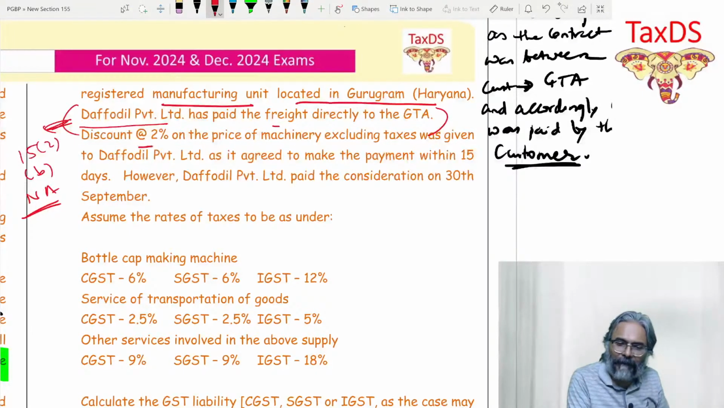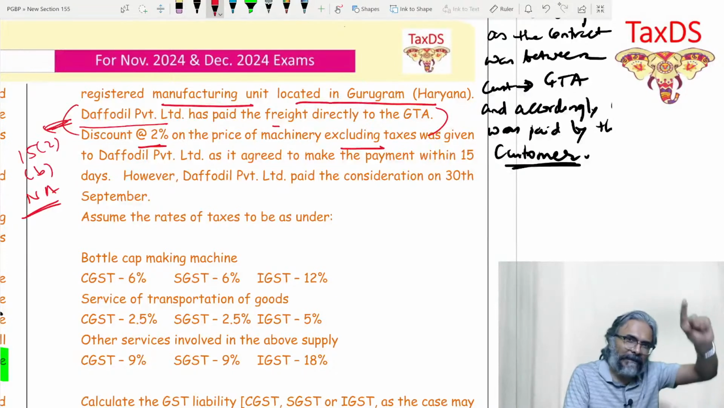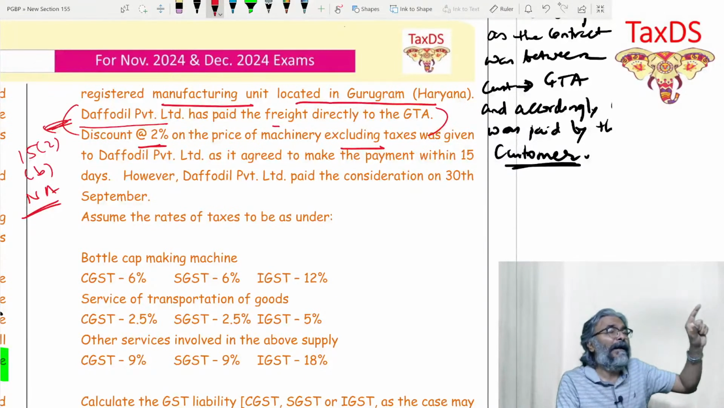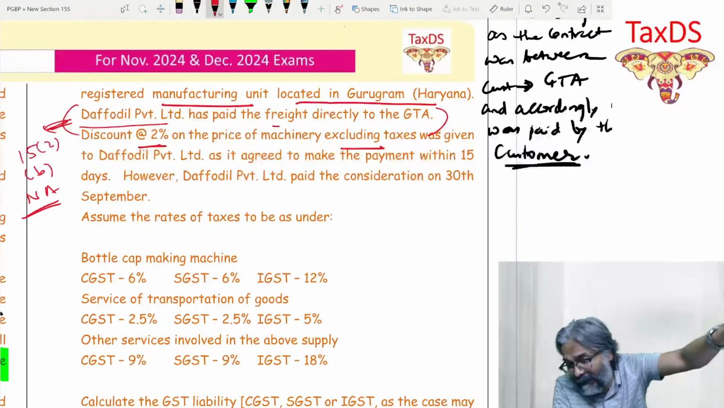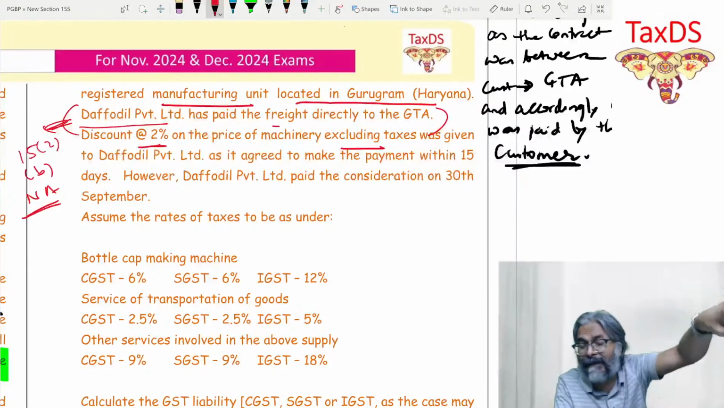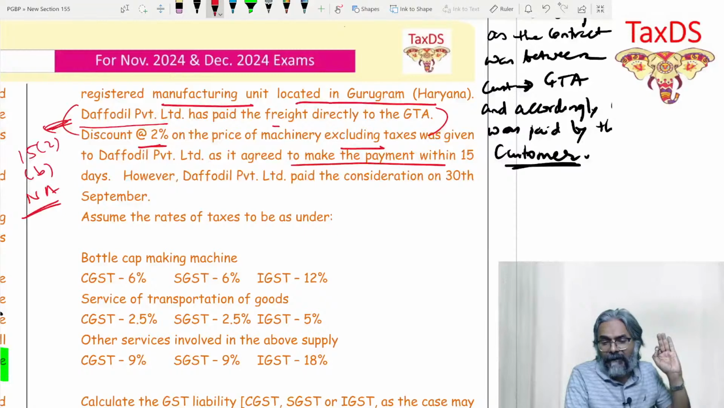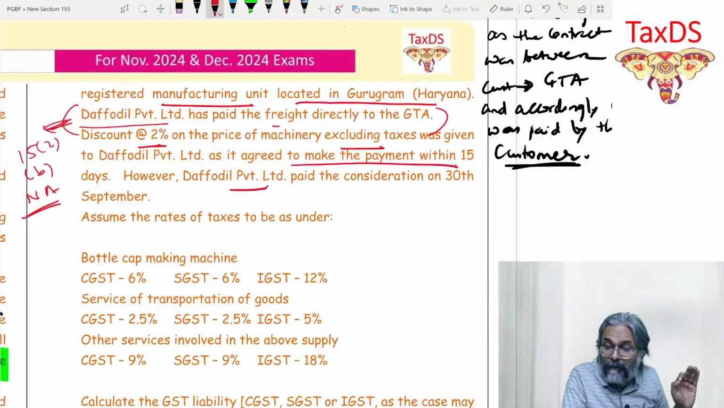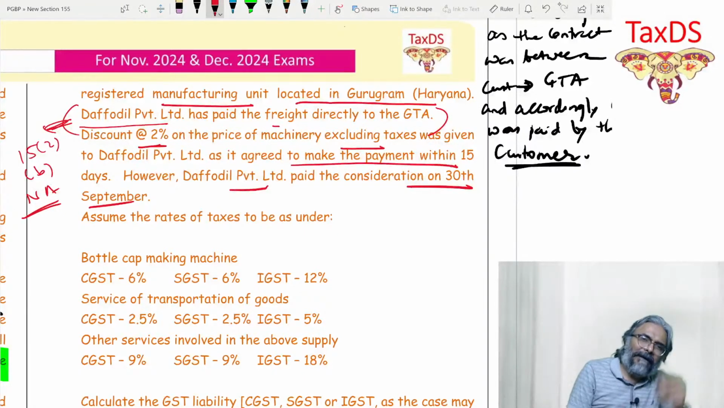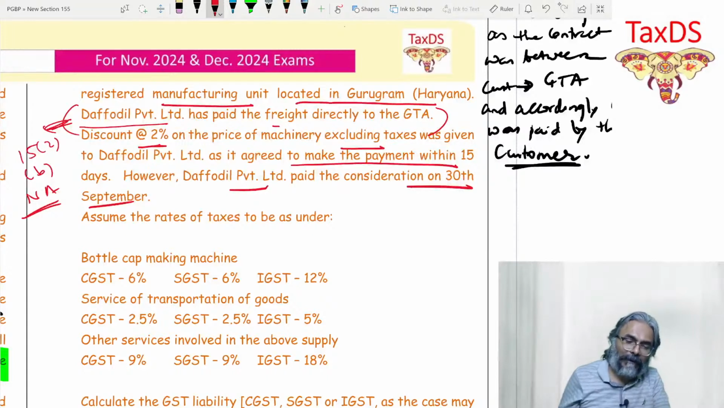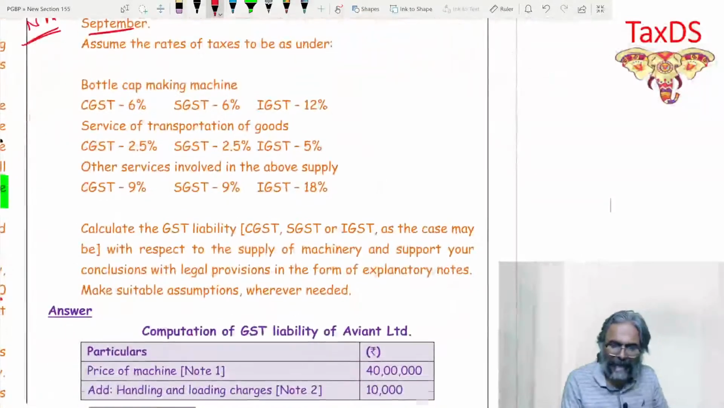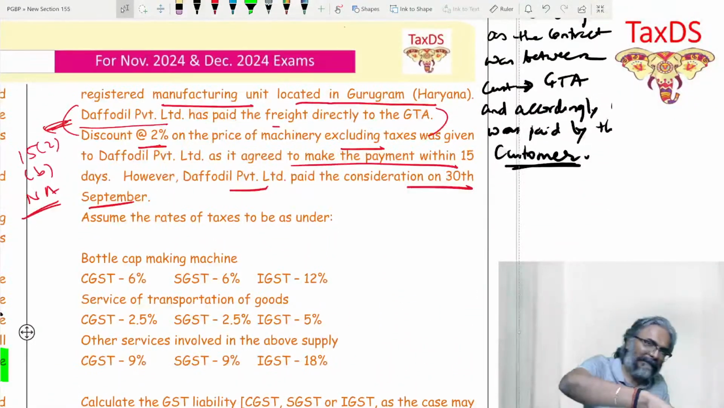Discount. Now, students, be careful. Discount at 2% on plant and machinery, excluding taxes, was given to Daffodils. Obviously, in the August 29th supply, the discount will be given at 2%. Everyone will say yes, initially, that I will make the payment within 15 days. However, Daffodils paid the consideration on 30th September. Now you tell me, students, what will happen? Assume the rates of taxes are as under. Do you know what will happen in this case?